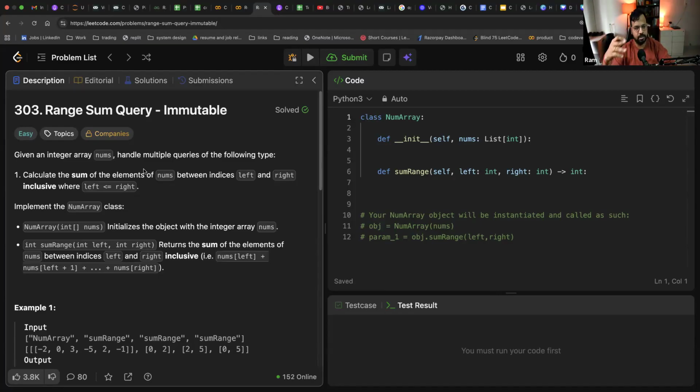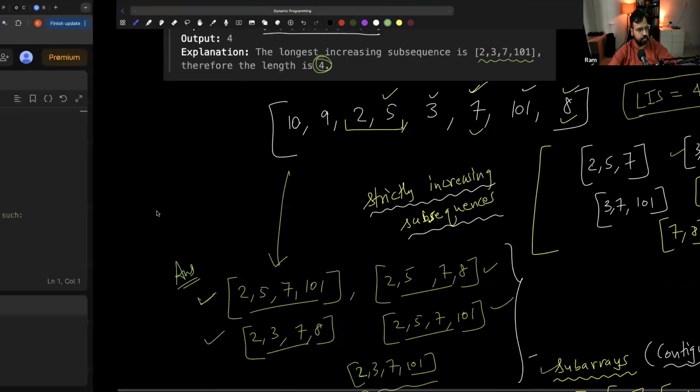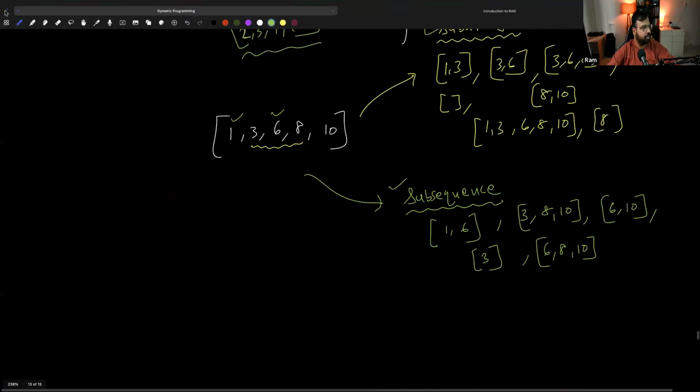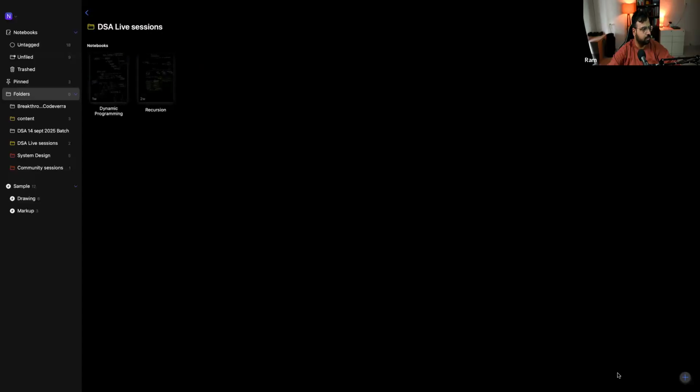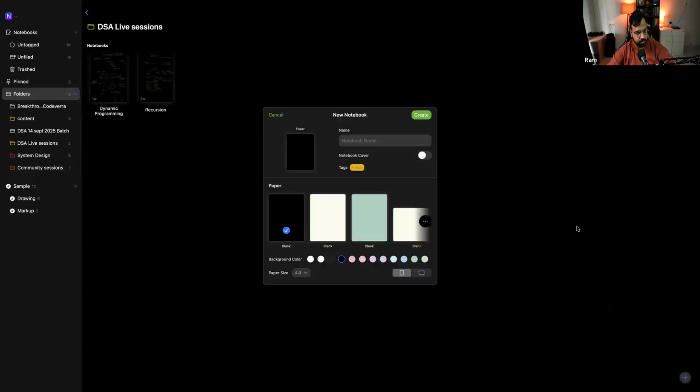There's a mutable version, there's an immutable version. So if we solve these few problems, we'll get a very good idea of using prefix sum. Then it will come in handy in other places also. Okay. So the basic idea of range sum query, let's read the question, then we will try to solve it. Okay. So I will create a new sheet here. Let me call it DSA live sessions. We'll create a new sheet and I will call it, let me call it prefix sum.